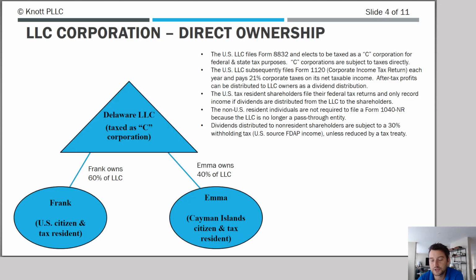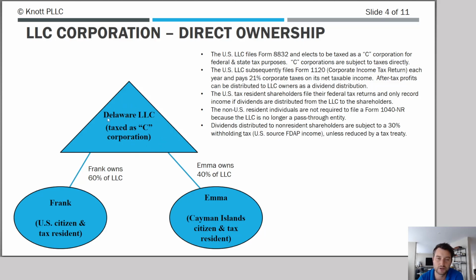And then any after-tax profits can be distributed to the owners as a dividend, right? So the U.S. resident shareholder, they file their federal return. So Frank would file his 1040. There's no income that Frank would pick up on distributions unless he actually got a dividend, right? So again, all the tax is being paid initially at the entity level. Now, the non-U.S. residents no longer have to file a 1040 NR, and here's why. Because the LLC is now a C Corp, it's a regarded entity, it's a U.S. person, a U.S. tax resident rather.